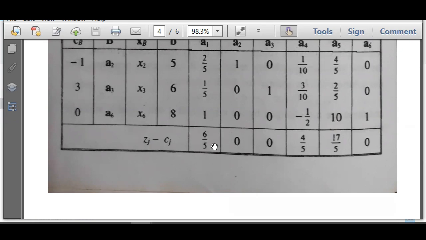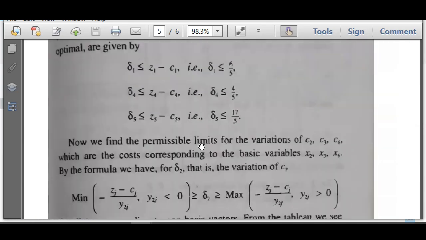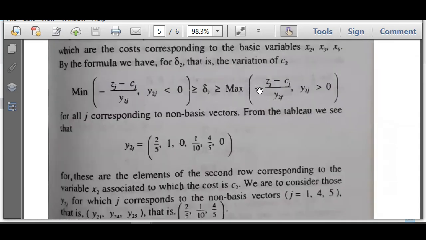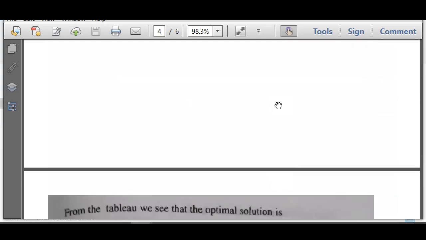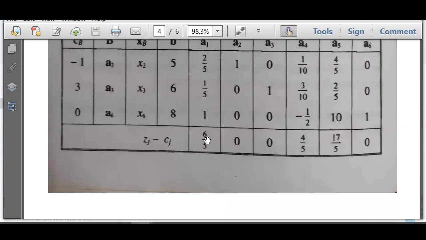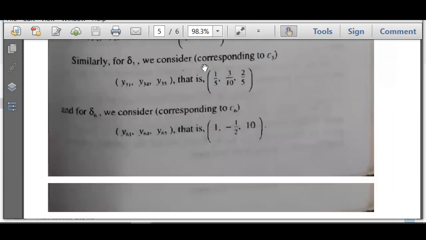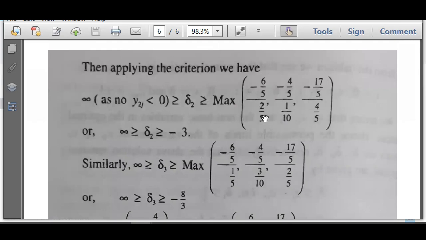So for the 1, 4 and 5, that means the non-basic part, as I said. So minus 6 by 5. Why is this minus coming here? Because of this minus. So Z1 minus C1, Z4 minus C4 and Z5 minus C5. And below we are putting y21, that means z1 minus c1 by y21. z1 minus c1 is this thing and y21 is this thing, and minus in front of it. So minus 6 by 5 by 2 by 5. Let us see if they have just written it here. Yes, minus 6 by 5 by 2 by 5.